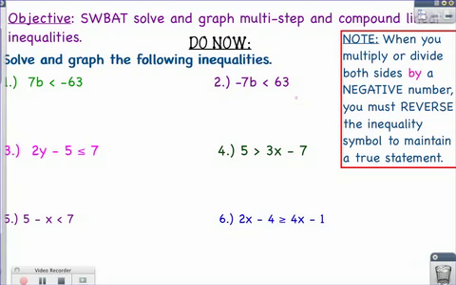7b is less than negative 63. Divide both sides by 7, which gives you b is less than negative 9. To graph, we draw a number line.